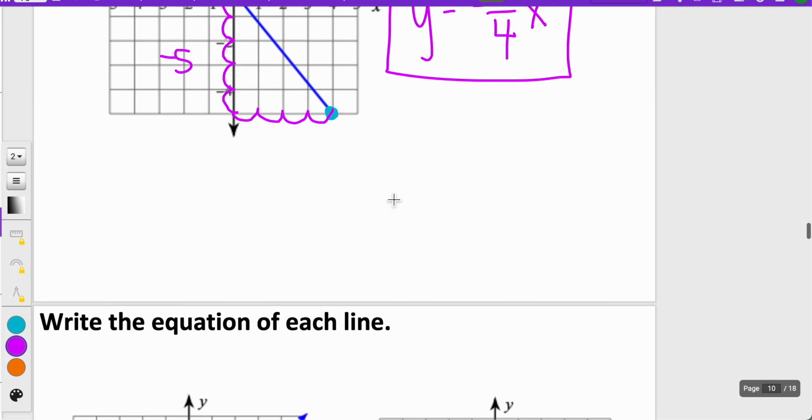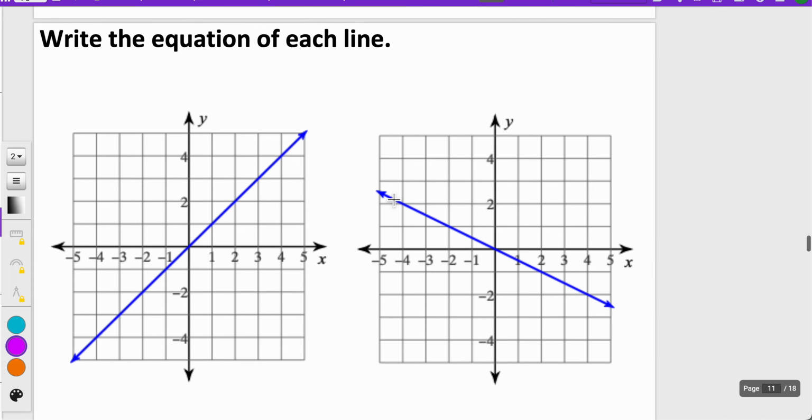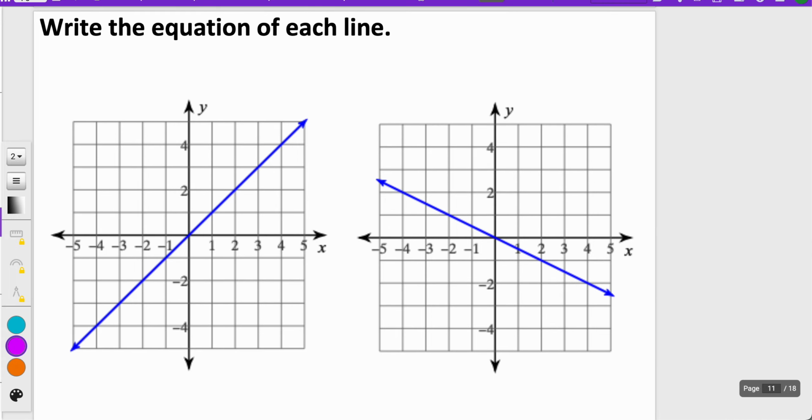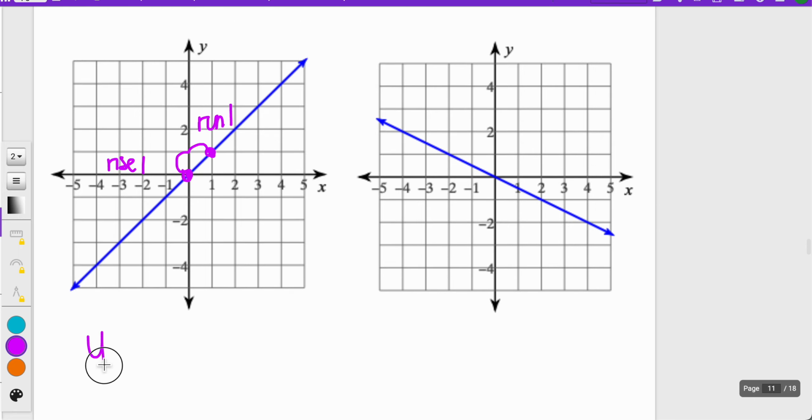Okay? Next up, write the equation of each line. If you want to pause here and try these on your own, you can. Otherwise, you can keep working with me. We're going to start at the origin first, and we're going to find the next perfect point up the line, which is actually very, very close. So this is a rise of 1, and run 1 here. So my answer could be y is equal to 1x, or you could just write y is equal to x.